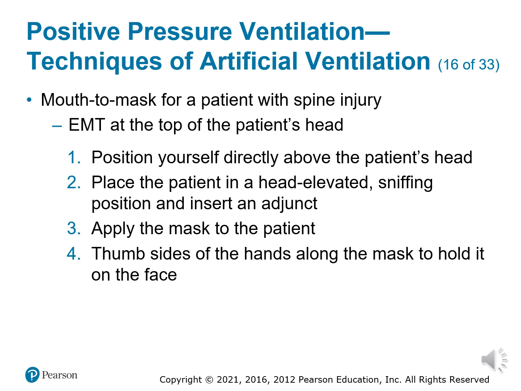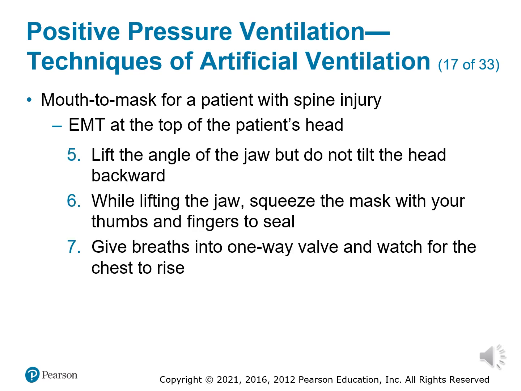With a mouth to mask for a patient with a spine injury, you're going to place yourself at the top of the patient's head. You're going to place the patient in a head elevated sniffing position and insert an adjunct. Apply the mask to the patient and the thumb side of the hands along the mask to hold it on the face. Next, you're going to lift the angle of the jaw, but do not tilt the head backwards. While lifting the jaw, squeeze the mask with your thumbs and fingers to seal it. Give breaths into a one-way valve and watch for the chest to rise.